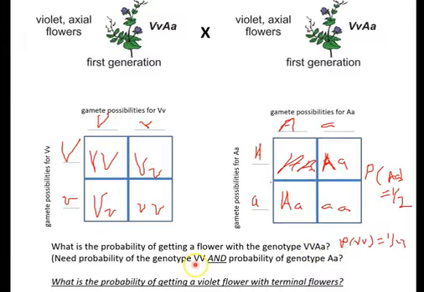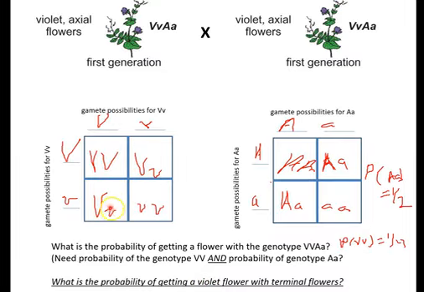Right? Probability of VV and Aa. What about the probability of getting a violet flower with terminal flowers? Remember, violet was dominant and terminal is recessive. So the probability of getting a violet flower was 3 out of 4.